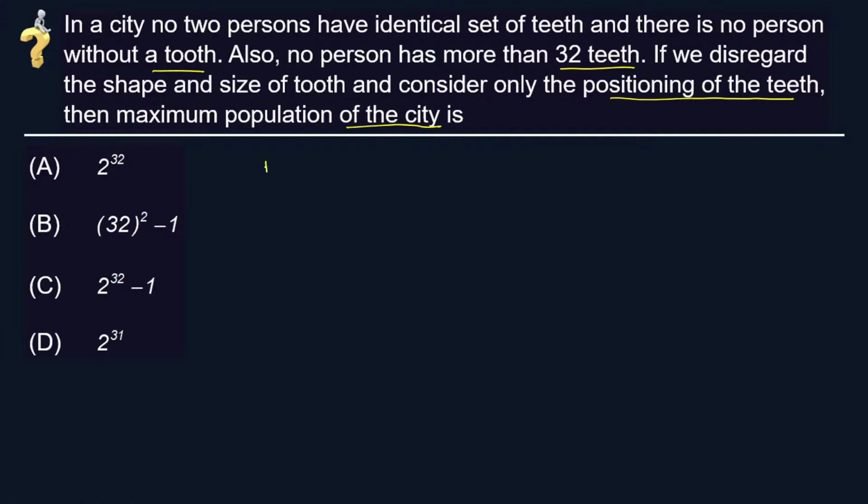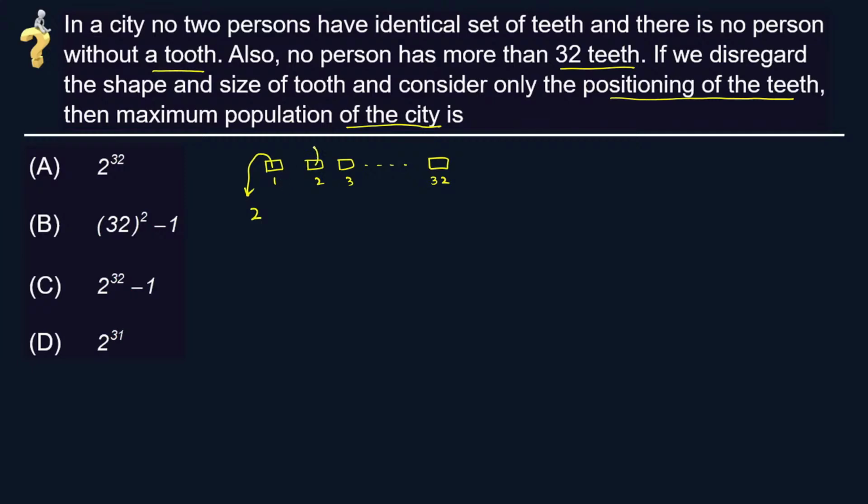Now, there are 32 places. There are 32 places, right? Now, in the first place, a tooth can come or it may not come. So there are 2 ways of filling a tooth in the first position.